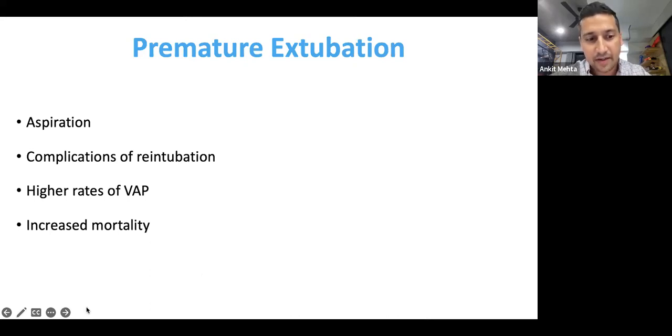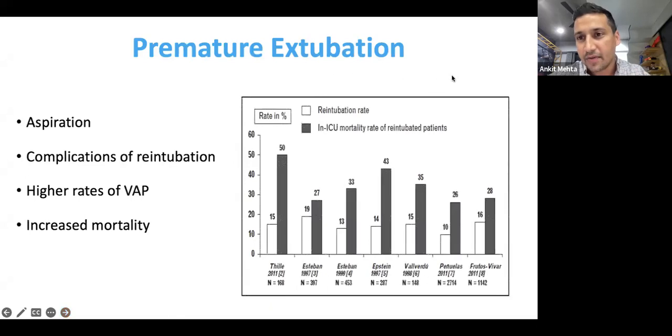If somebody has read a very good paper which was published years back, this was the chart, if somebody has seen. Anyone? This is a very good chart which tells you why it is important for an intensivist to understand that we should not have premature extubation. Look at the reintubation rates, given in the white box, across the different ICUs, which were approximately 15%.